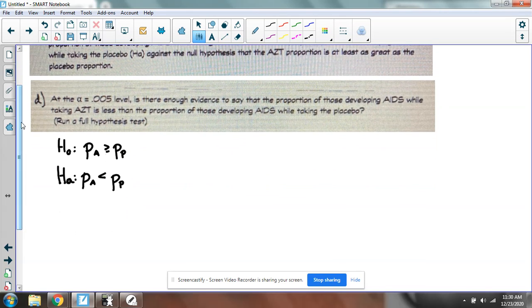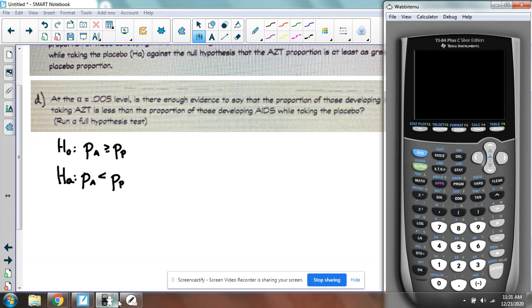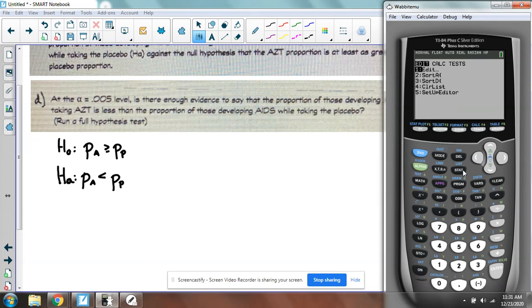It says at the 0.005 level, is there enough evidence to say the proportion of those developing AIDS while taking AZT is less than the proportion of those developing AIDS while taking the placebo? So we have our information here. We're going to go to stat, over to tests, and we're going to do a two proportion z-test.